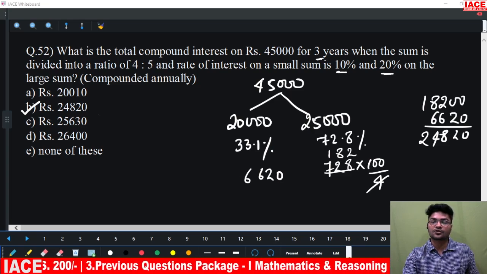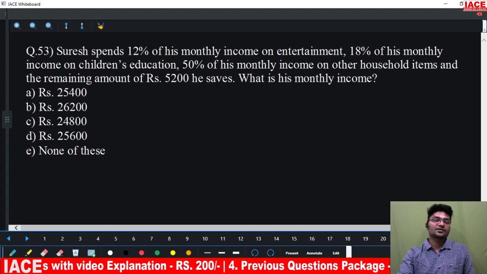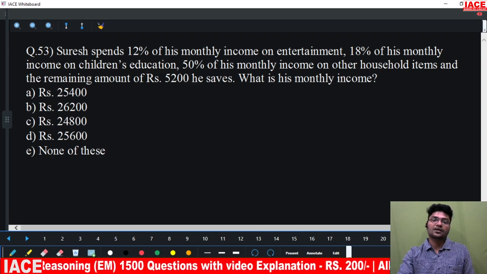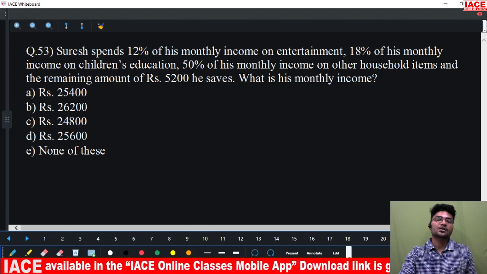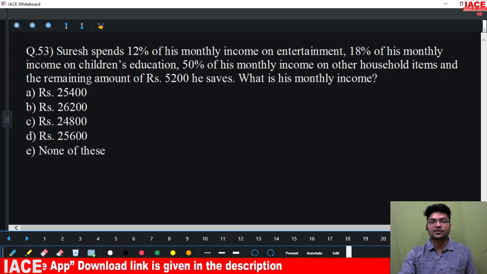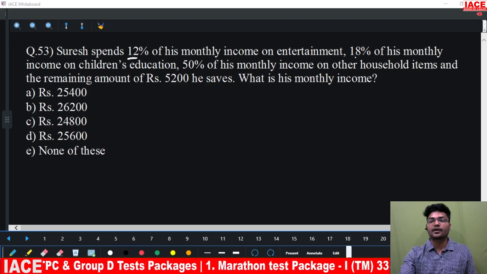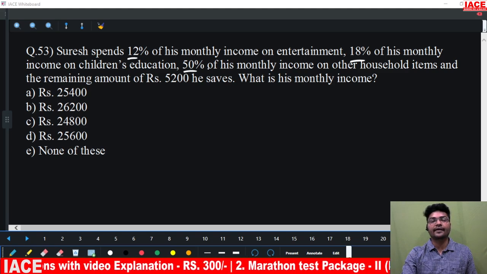Next question. Question number 24. Suresh spends 20 percentage of his monthly income on entertainment, 18 percentage of his monthly income on children's education, and 50 percentage of his monthly income on other household items. So he is spending 20 percentage plus 18 percentage, 38 percentage plus 50 percentage, that is 88 percentage.